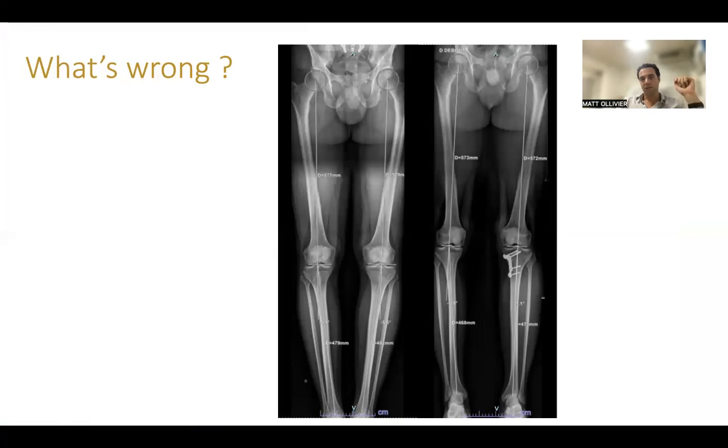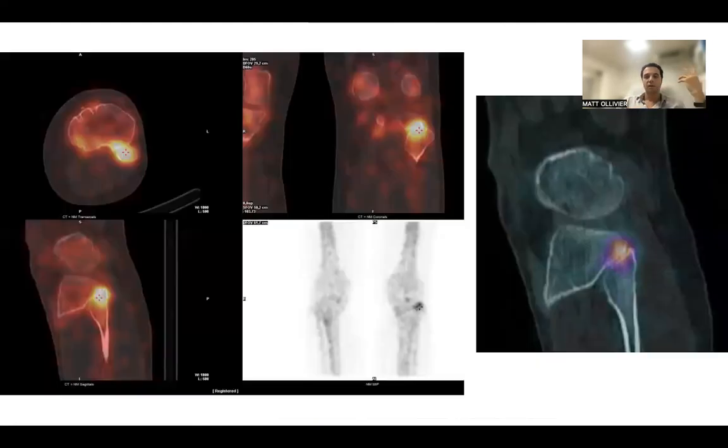What's wrong in these cases? Look at that: 5-degree varus pre-op, 2-degree valgus post-op. The patient is completely unhappy. He's very painful, doesn't know what happened, and is very angry. Bone scan is fixing at the posterior aspect of the proximal tip fib. How can you have that?